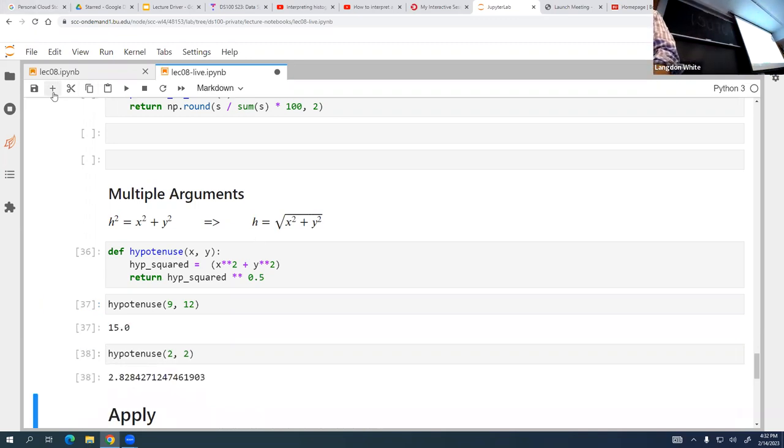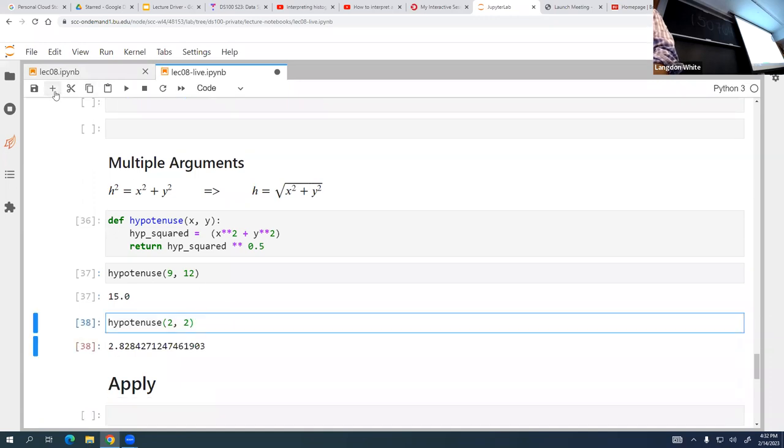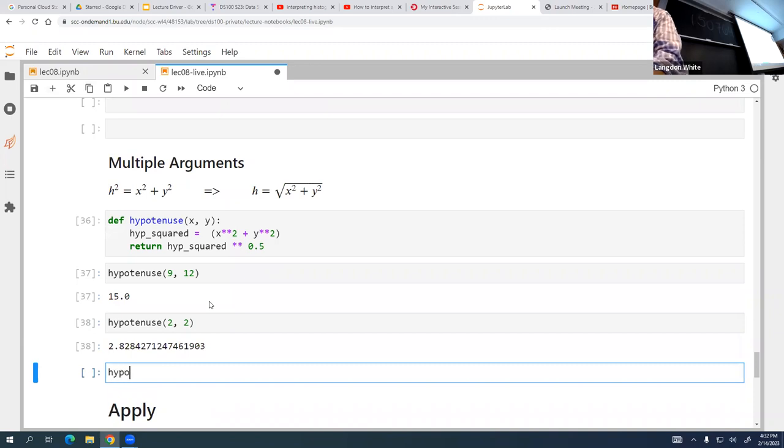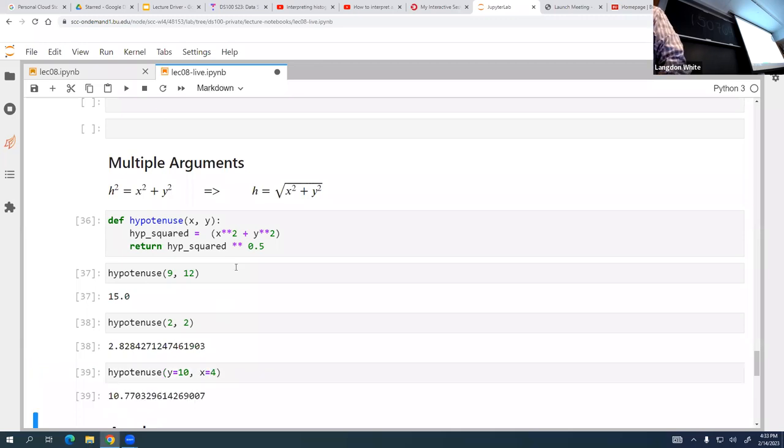The one thing that I should have had in here, but didn't, is I can also do y equals 10, x equals 4. Okay, so I don't need to go necessarily in order if I give the name of the parameters. And you've actually seen us do this before. Like descending equals true, descending is the equivalent of the y or the x. It's just the name of one of the parameters or arguments to the function. As long as you give the name, you can specify them in any order you want.